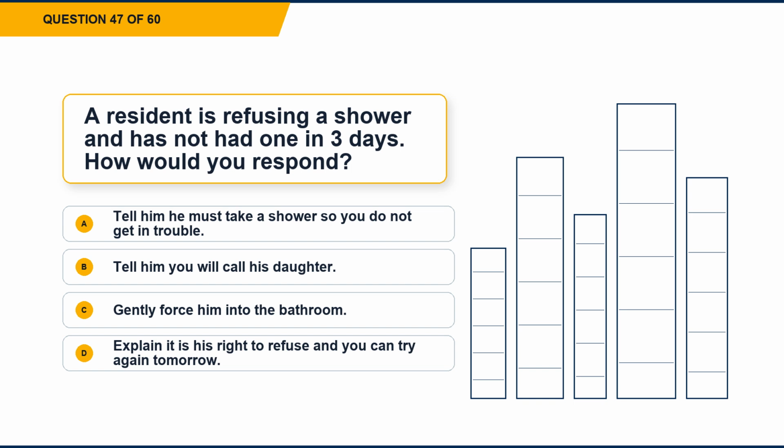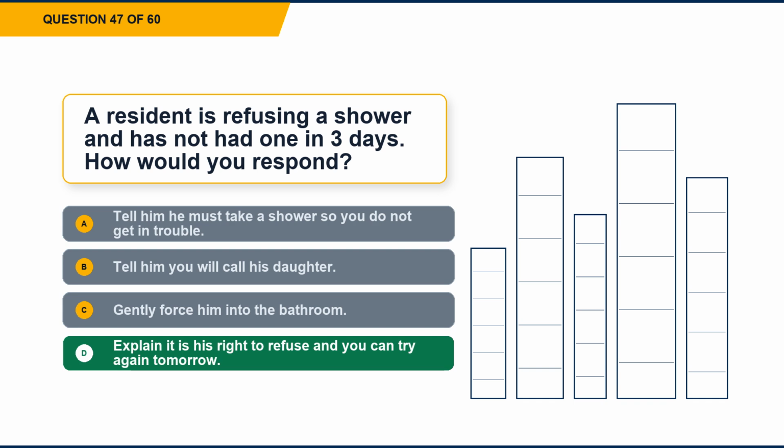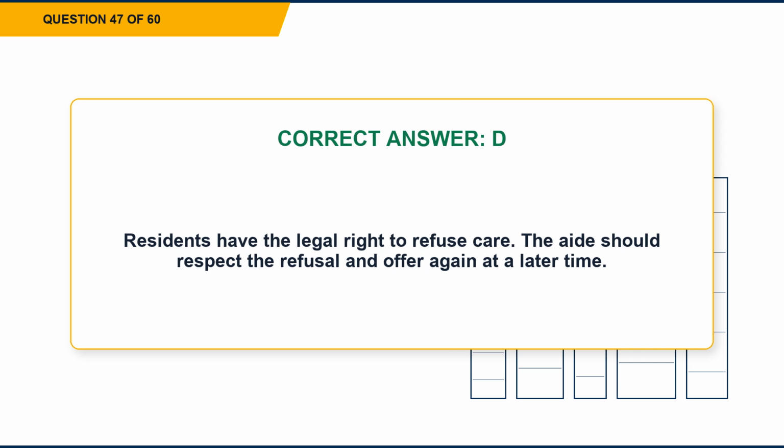Question 47. A resident is refusing a shower and has not had one in 3 days. How would you respond? Option A. Tell him he must take a shower so you do not get in trouble. Option B. Tell him you will call his daughter. Option C. Gently force him into the bathroom. Option D. Explain it is his right to refuse and you can try again tomorrow. The correct answer is option D. Explain it is his right to refuse and you can try again tomorrow. Explanation. Residents have the legal right to refuse care. The aide should respect the refusal and offer again at a later time.